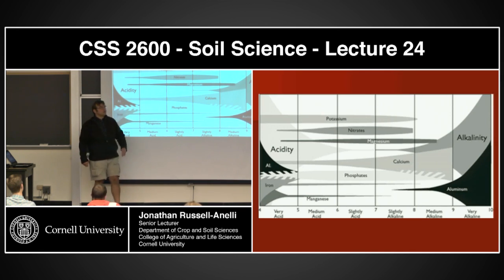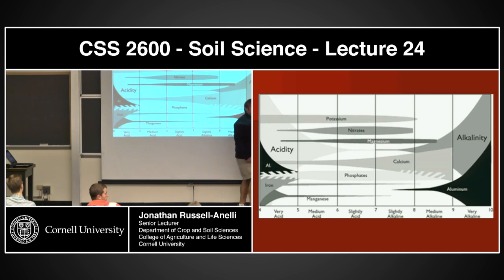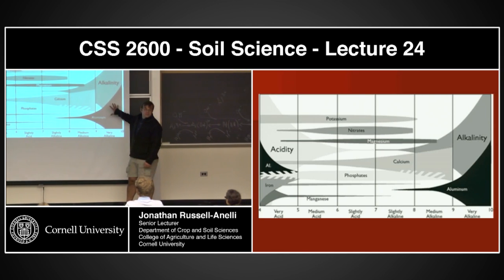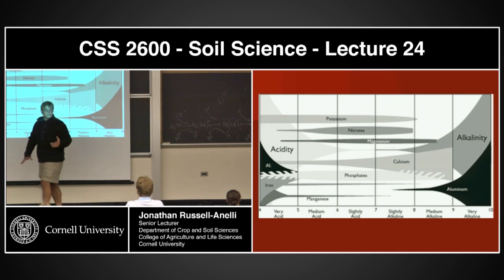Why is there aluminum over there? Turns out aluminum availability is high at both ends. There's actually a lot of them that have high availability at both the high and the low pHs. Okay, there was another question out there. Hopefully got answered. No? Okay. We feel good with this so far?